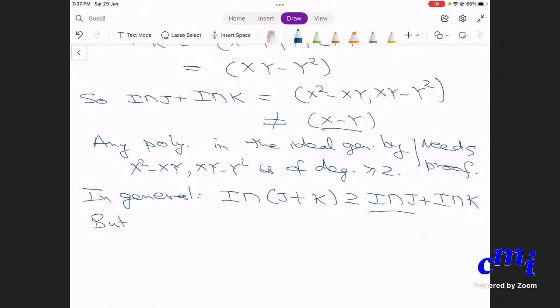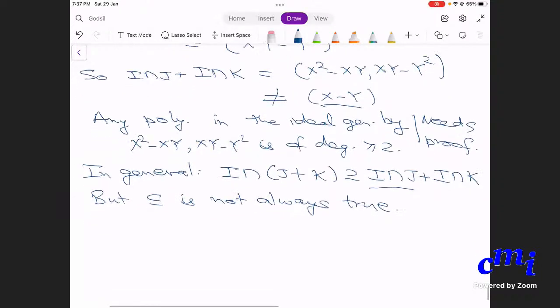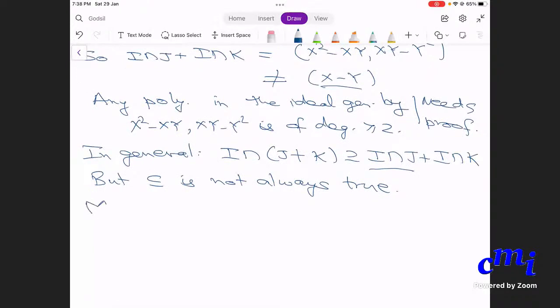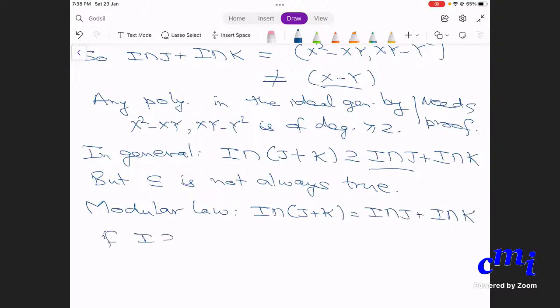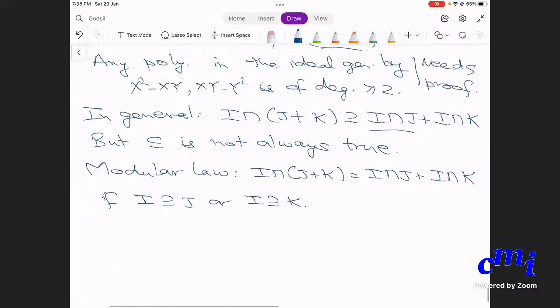But the other inclusion is not always true. There is one case where the other inclusion holds, and that's called the modular law. It states the following: I intersect (J plus K) equals I intersect J plus I intersect K if I contains J or I contains K. If I contains one of them, then it's correct. The intersection will distribute over the sum. So let's prove this.